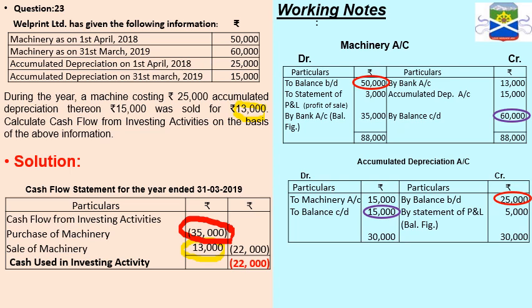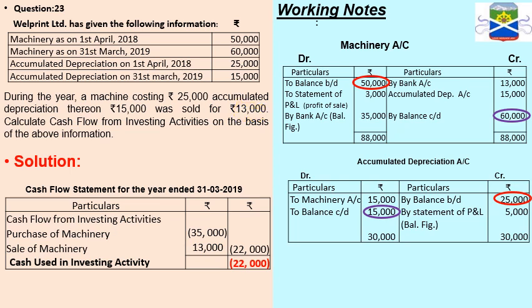So this basic information will be taken from the given information, that is opening and closing. This is opening and this one is closing, for both the machinery and the accumulated depreciation account. This part will be put in as opening and closing depending on the assets. If it is an asset, it will come on the debit side as opening and the credit side as closing, and if it is a liability, it will come on the opposite side, that means credit side opening and debit side closing.